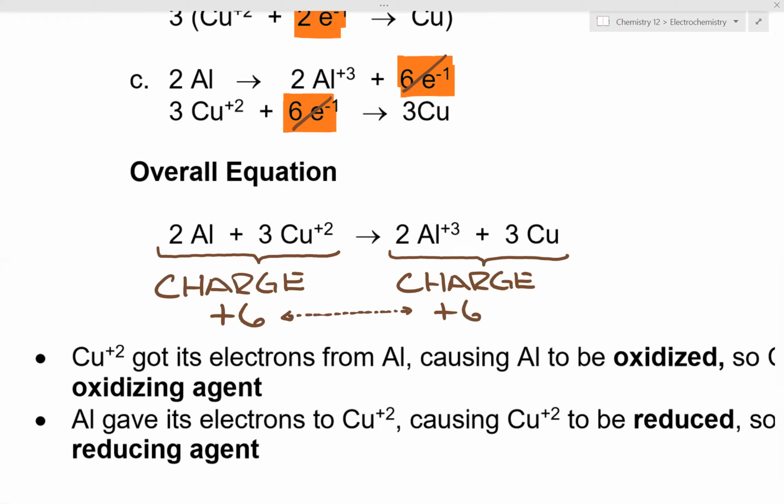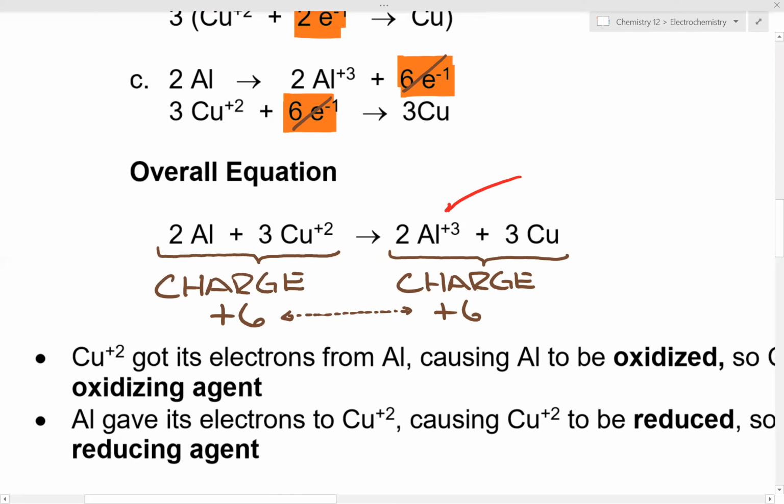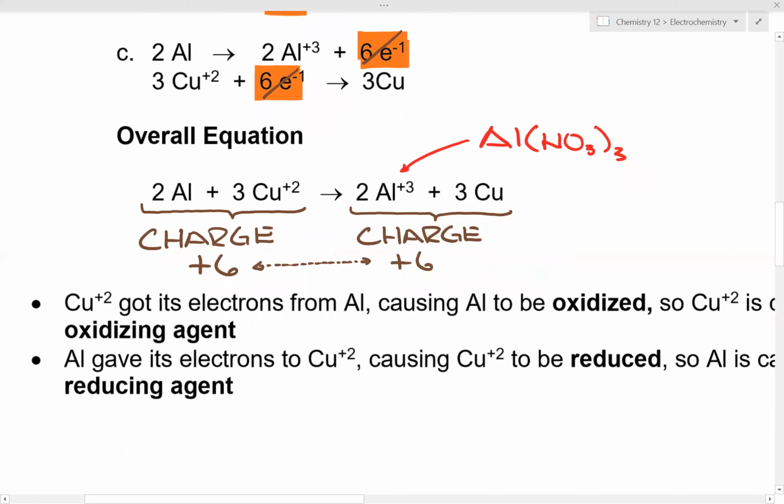Now, one thing for you to be aware of is you might say, well, Mr. Chan, what do you mean by copper 2+ and aluminum 3+? It would be something like, in this case, an aluminum nitrate solution, and for the copper 2+ it would be like copper nitrate. What happens is the nitrate ions are spectator ions, and so all we're worried about is the ions that have electrons gained or removed, or are changed.